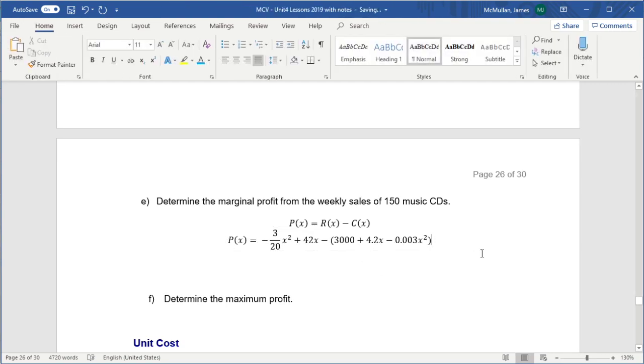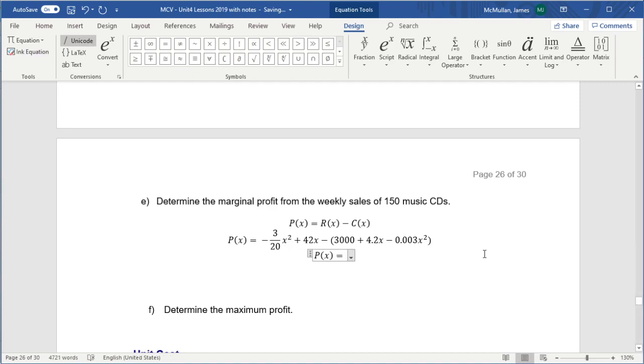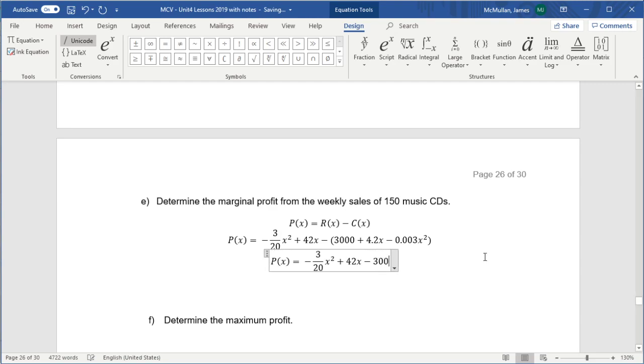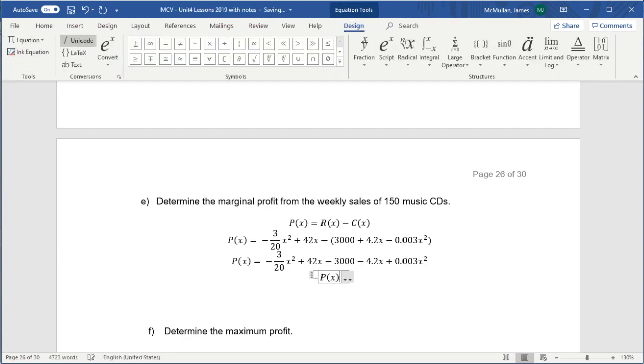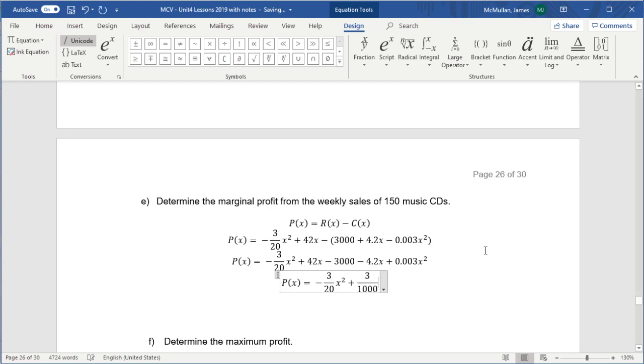Okay, so we should collect some like terms and expand out that bracket. We get negative 3 over 20 x squared plus 42x minus 3,000 minus 4.2x plus 0.003 x squared. Again, I'll just convert these into fractions. So we get negative 3 over 20 x squared plus, what would that be? 3 over 1,000 x squared. Then we have 42 take away 4.2, so that's 37.8x minus 3,000.